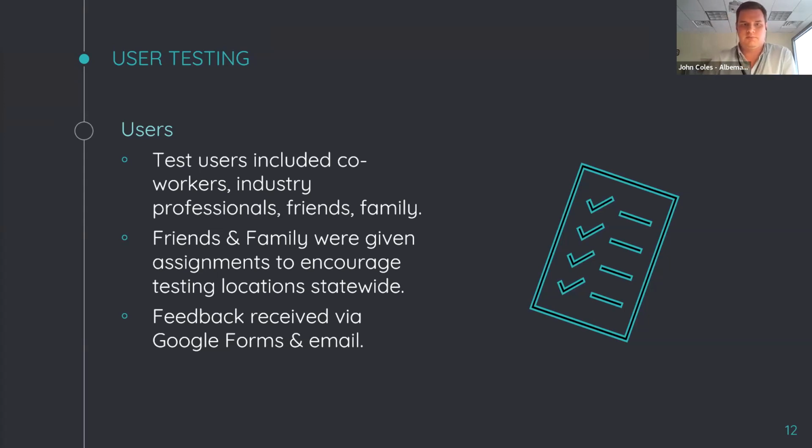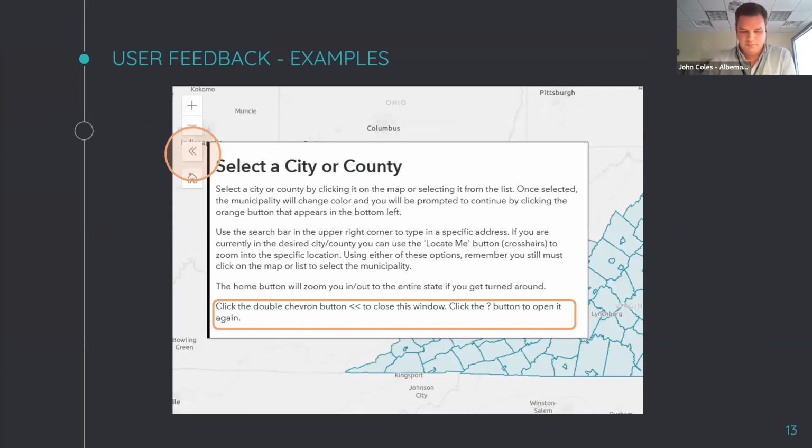Here are some examples of feedback that I received. This one relates to user experience and ease of use. One user noted that there was no way to close the instructions. And I learned two things from this feedback. One was that clicking the double chevron was not the most intuitive way to close the instructions. And so I added the ability to just click on the map to close them. And two was that perhaps the instructions were too long, as it does say at the very bottom how to close them.